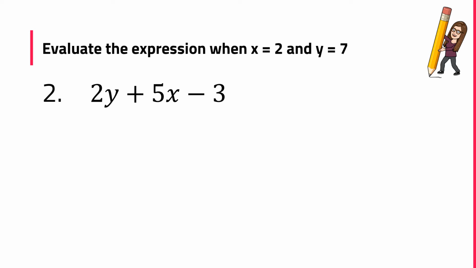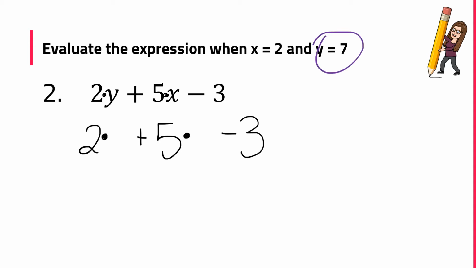All right, same thing, example number 2. I'm going to rewrite all the numbers and symbols. Now, because I know technically there's dots here, I'm going to start filling in those dots. Again, instead of y, I'm going to write 7. Instead of x, I'm going to write 2.